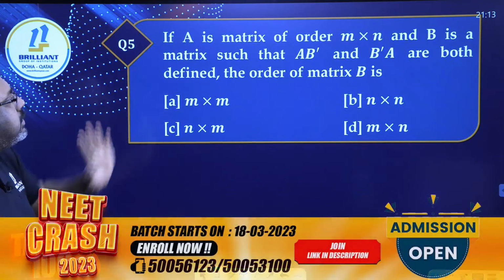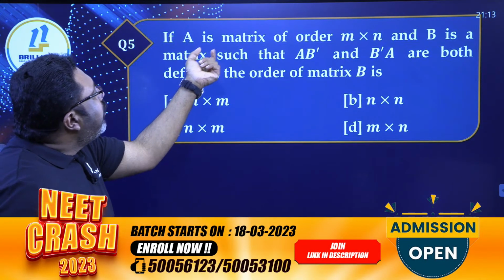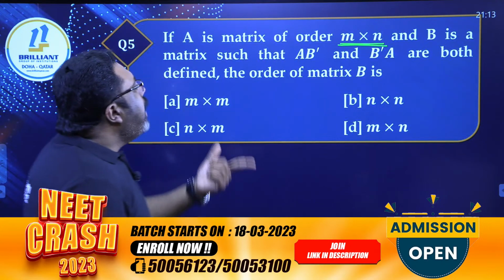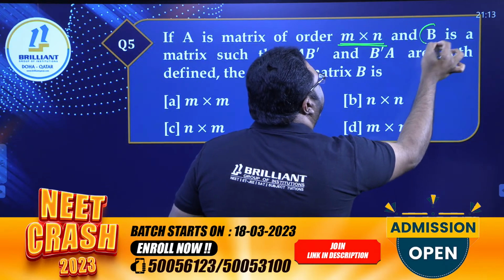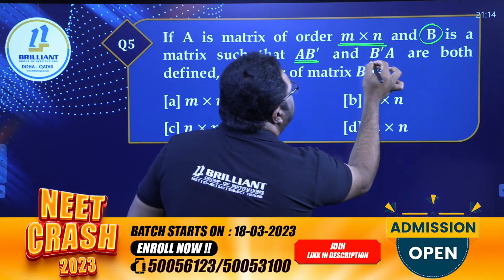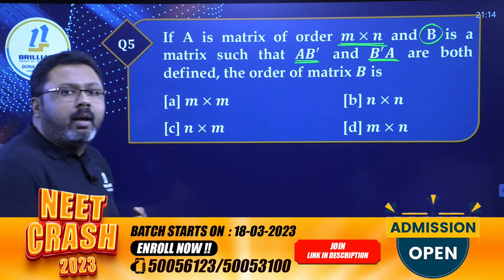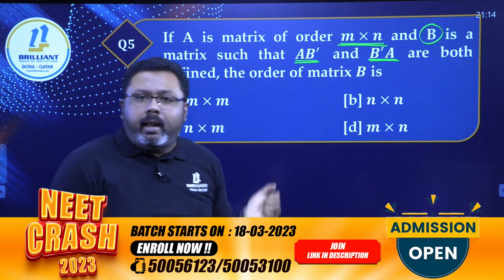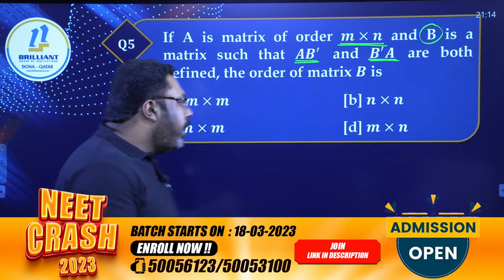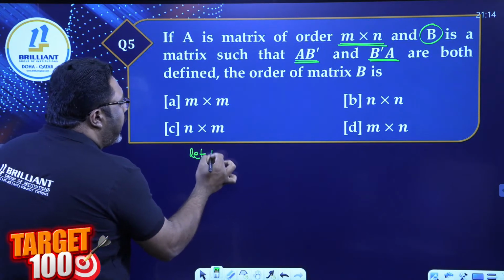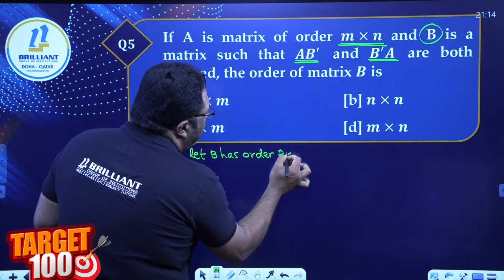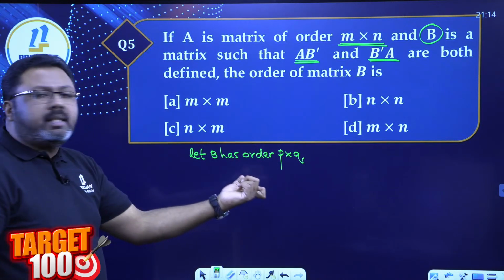Okay. Now, next question. What is the order of matrix A? Order is M by N. Okay, and we have to find the order of matrix B such that both AB dash and B dash A are defined. But you can see the answers are in terms of M and N. So we have to find the order of B also in terms of M and N. So let us assume first, let B have order P by Q. Just assuming that the order of B is P by Q.